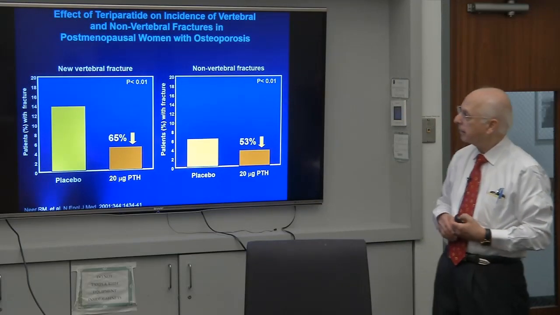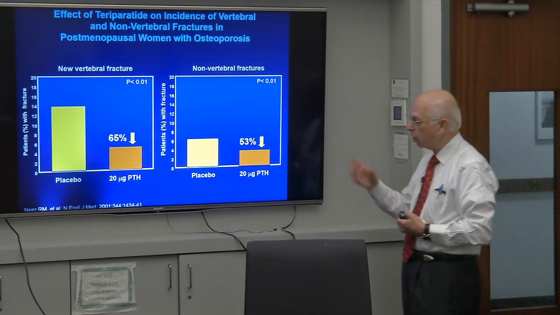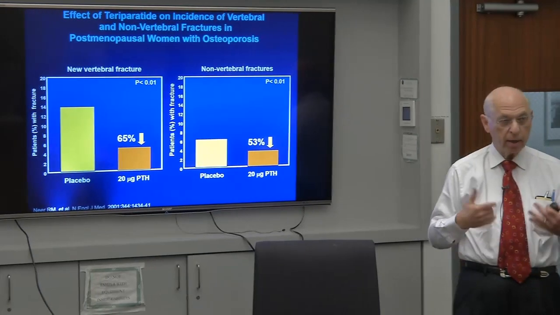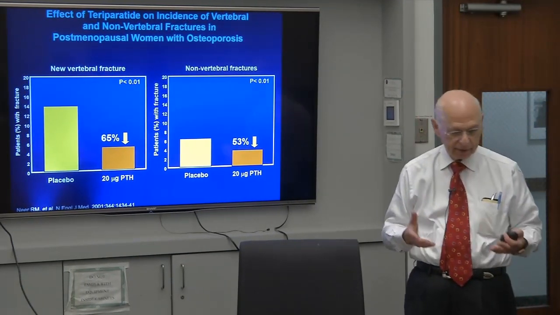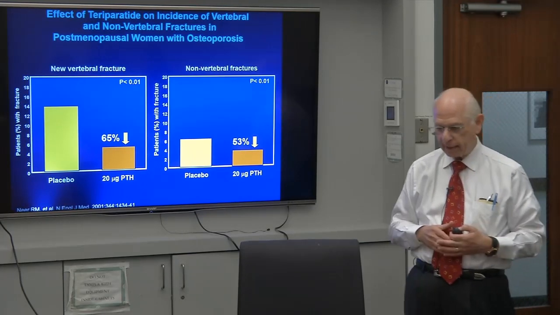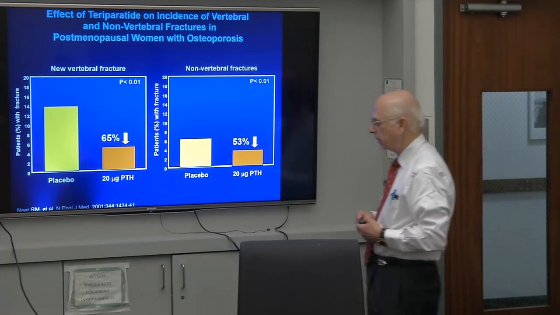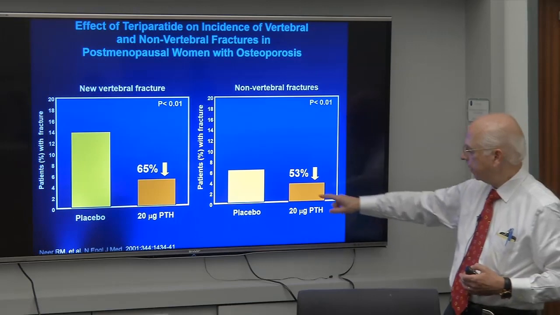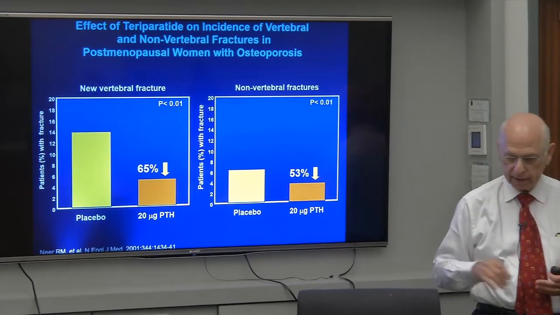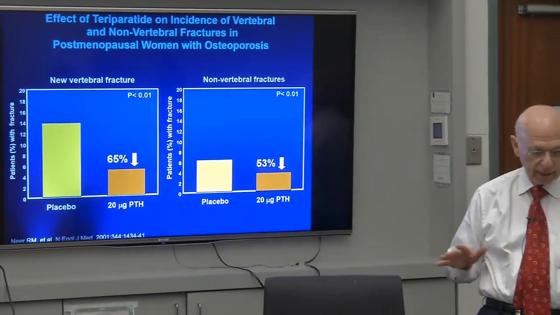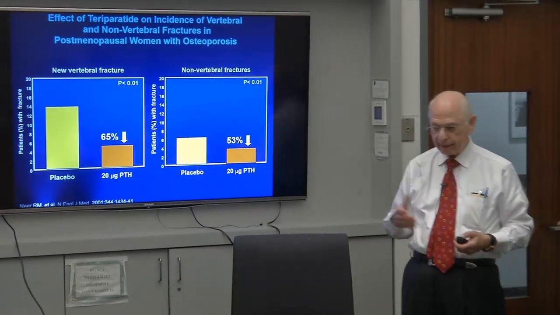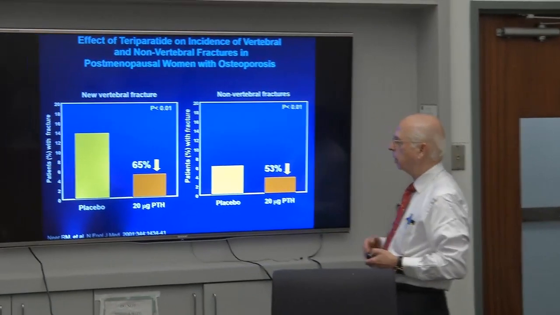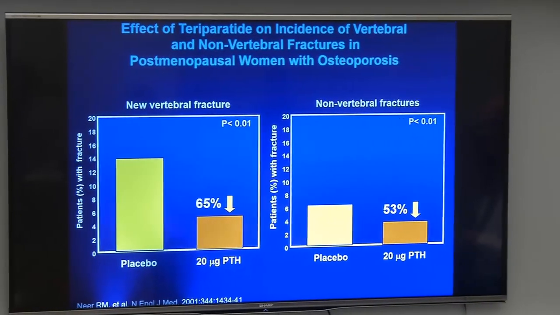Well, what are the data? Here are the data. 20 microgram dose, also the 40 microgram dose, but forget the 40 microgram dose because there were greater incidences of hypercalcemia and other things with no real difference in efficacy. That's why the 20 microgram dose became the dose. 65% relative risk reduction of new vertebral fractures, 53% relative risk reduction of non-vertebral fractures. We have no hip data because the study was awfully small. I think there were 4 cases in the placebo arm, 2 cases in the treatment arm, but the data were too sparse to do any kind of statistics.